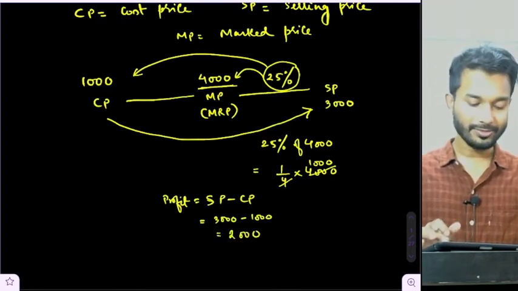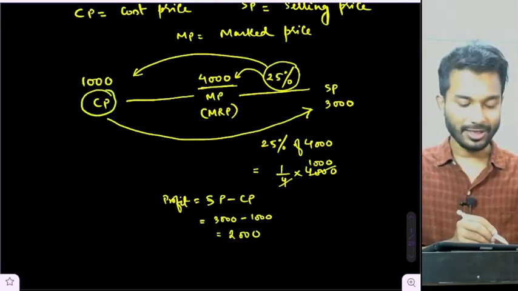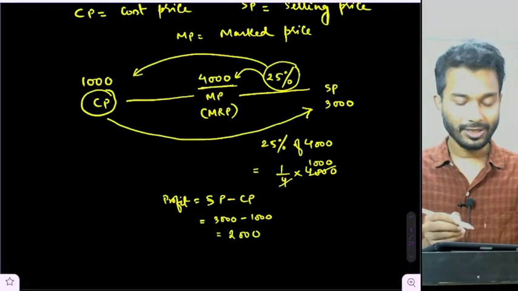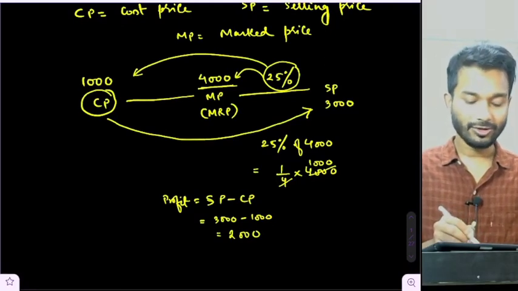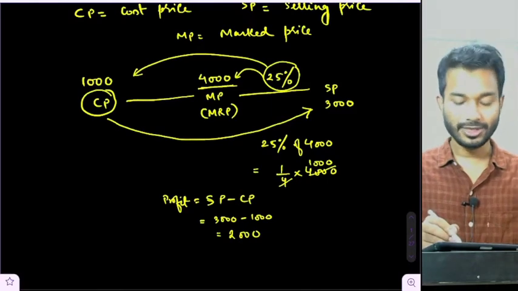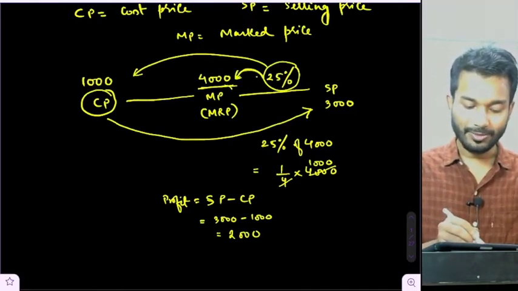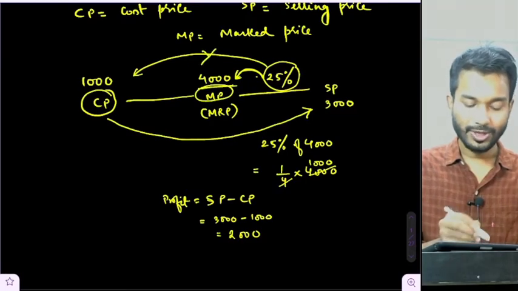I hope you have understood the term. Cost price is what? The price at which the shopkeeper will purchase the article. Then he'll put some sticker. The sticker that is called as our what? MRP or the mark price. And then he will offer some discount. Then remember, discount is always given on where? On the mark price, not on the cost price.